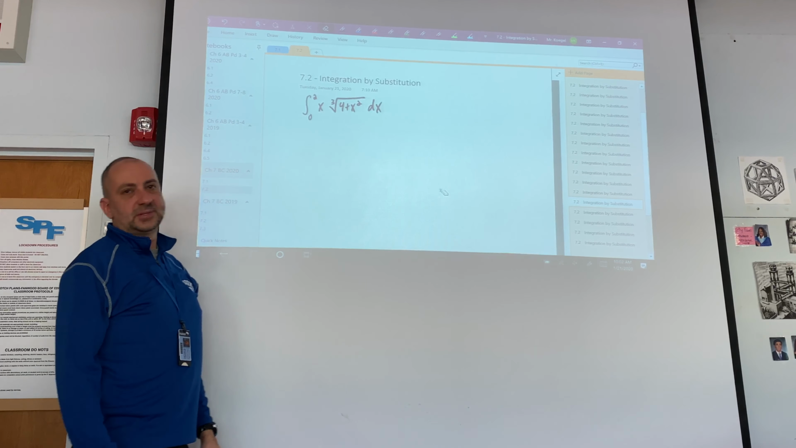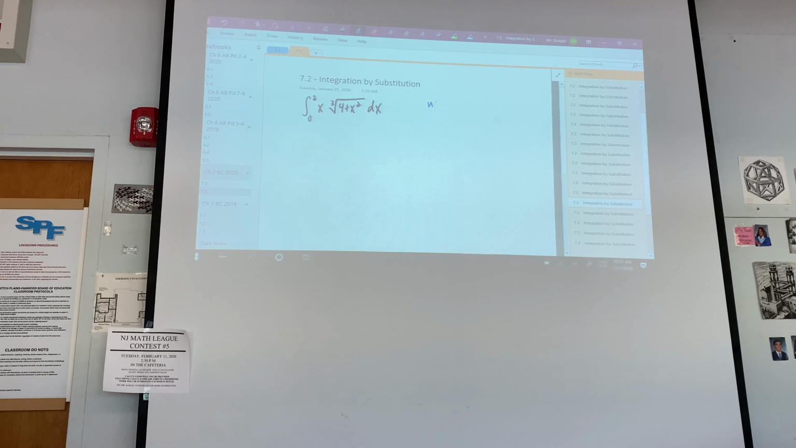But what's different about this problem than the others that we've done in this section? It's a definite integral. Don't knock your composition book over. Don't mess up your poems. All right, so we'll look at how to deal with that.